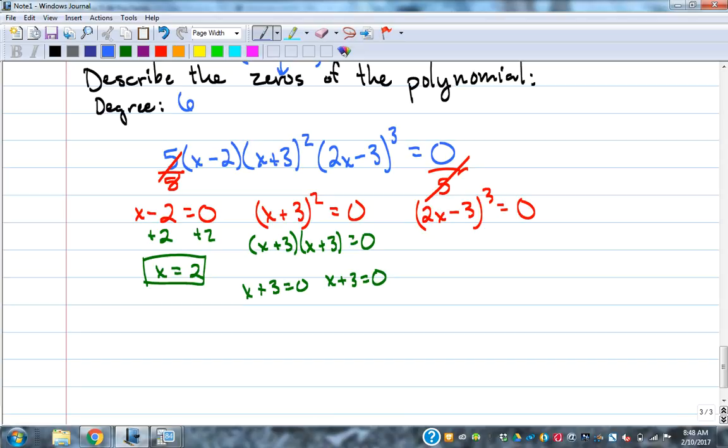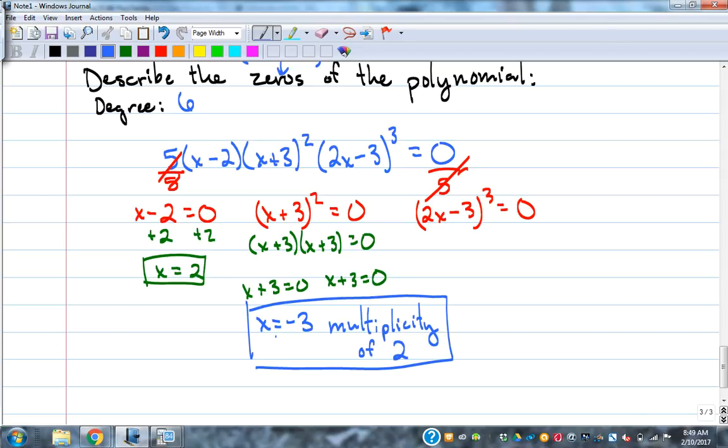Now, some of them may be the same answer more than once. Like in this case, we got x equals -3 with what we call a multiplicity of 2. x equals -3 with a multiplicity of 2 because it counts twice. Not a hard thing to recognize there. We're going to look at the graph of it in a little bit. I'm going to show you some interesting things that happen based on this multiplicity.